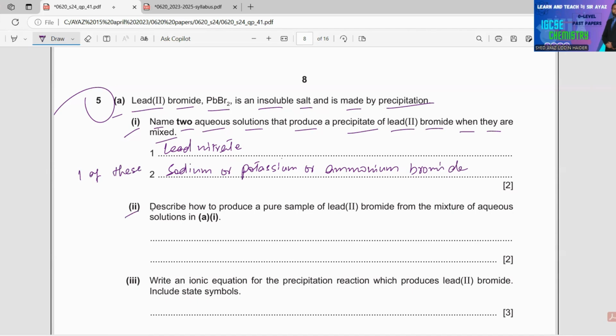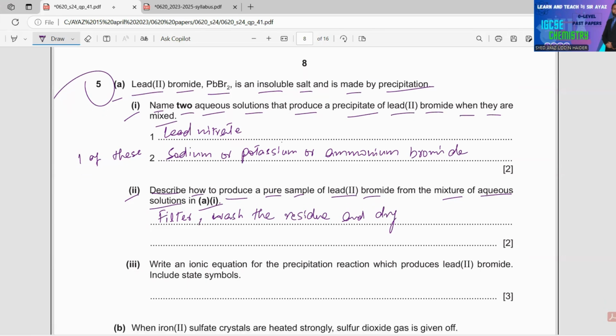Part 2. Describe how to produce a pure sample of lead(II) bromide from the mixture of aqueous solutions in A1. So you will definitely get a precipitate of lead(II) bromide because it's an insoluble salt. So it will be left as a residue. What you will do is filter it. First of all, you have to filter, then you will wash the residue and dry. You can dry in air or on tissue paper.